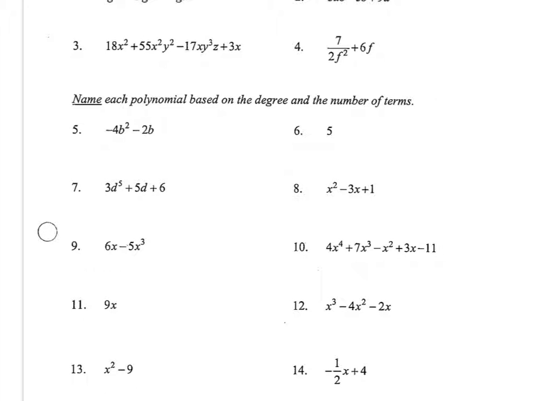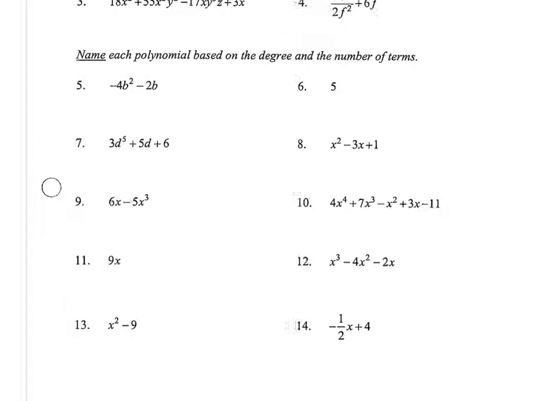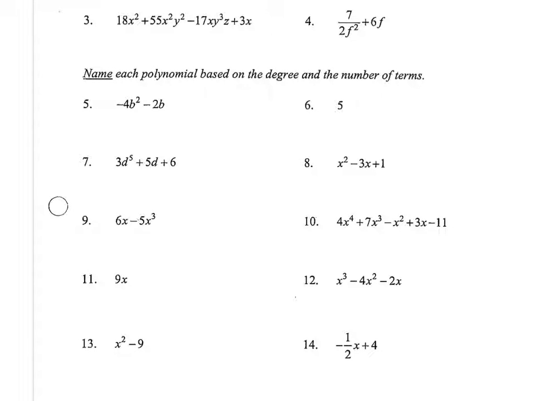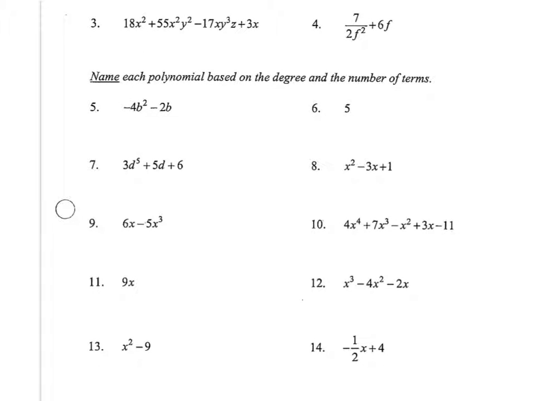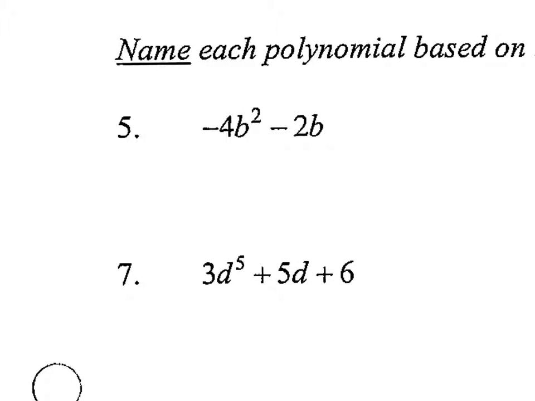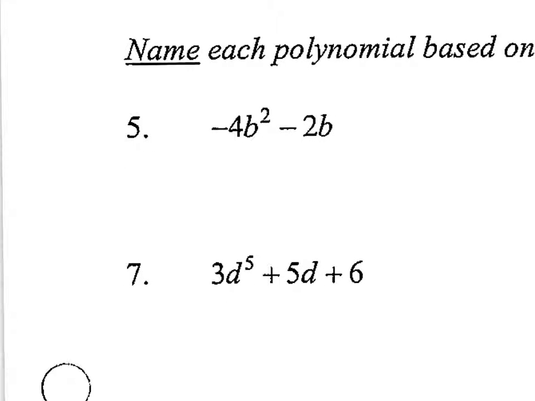Okay, almost done. Just flip to the next page real quick. We're on page 111. I'm going to look at a couple of these problems in 5 through 14. It says, name each polynomial based on the degree and the number of terms. So, for example, number 5 here has 2 terms, so it's a binomial, and its degree is 2. So we call this a degree 2, which is quadratic. So we call it quadratic binomial.